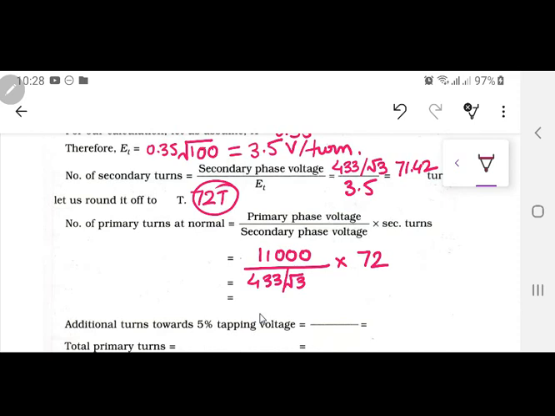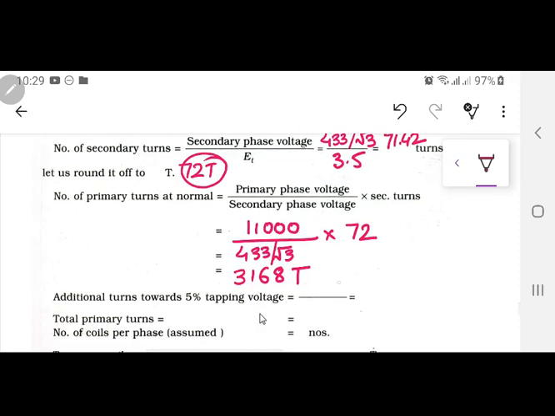3168. You don't need to write TURN, you can just write T also, that actually means turns. So the additional turns towards 5% tapping voltage, which means that you are going to add 5% more turns. So add 5% more turns in this 3168. So this means you are actually trying to add 5 over 100 multiplied by 3168. What is the value?